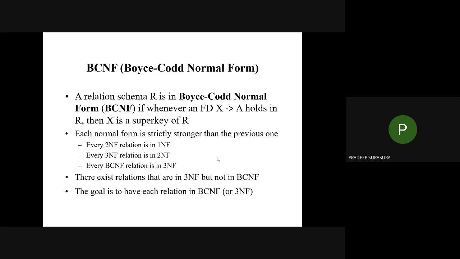See, all FDs which satisfy 3NF may not satisfy BCNF, but the FDs which satisfy BCNF also satisfy 3NF. I repeat again, the FDs which satisfy 3NF may not satisfy BCNF, but the FDs which satisfy BCNF will also satisfy 3NF. Any questions? Hope you guys are understanding.